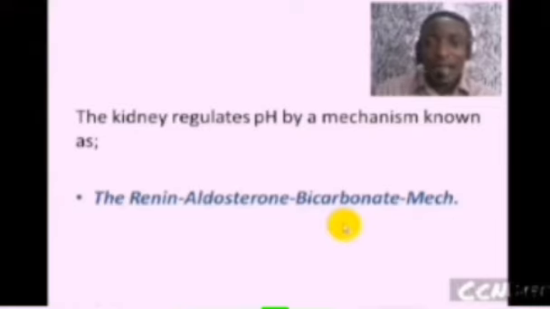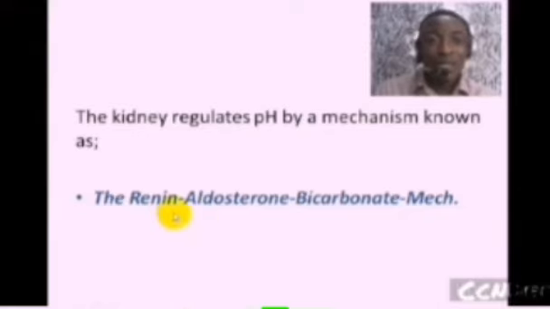In this way, the renin-aldosterone bicarbonate mechanism helps to control pH of the blood. Conversely, when there is less hydrogen ion in the blood, in alkalosis, this mechanism is inhibited.